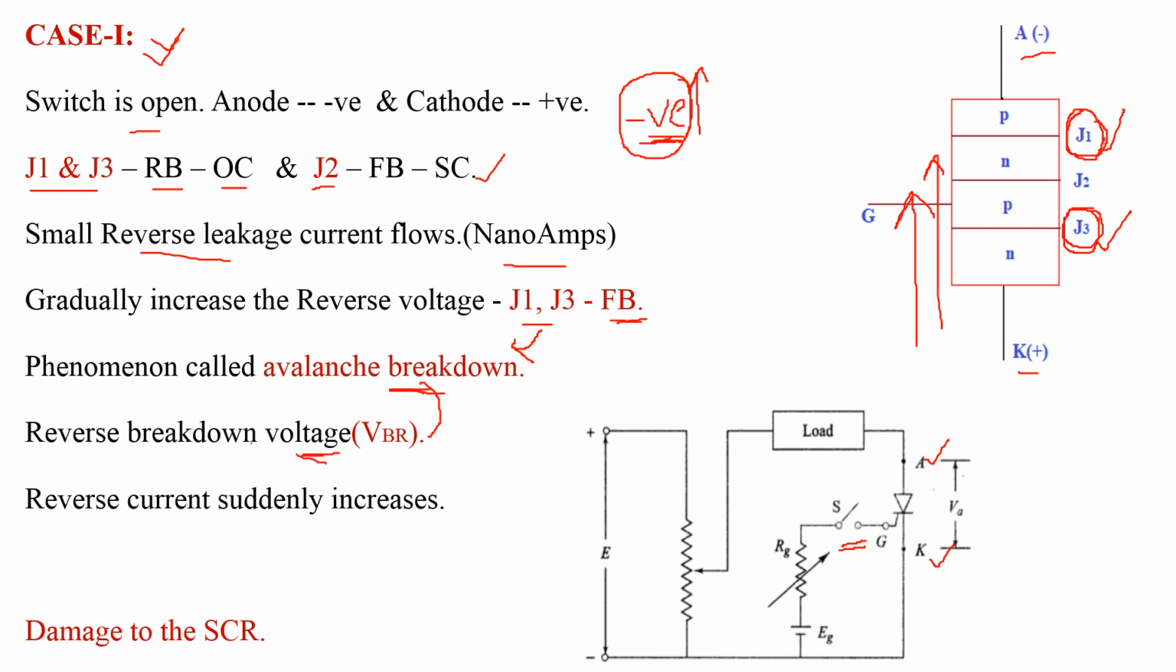Due to this reverse breakdown voltage, junctions J1 and J3 come into forward bias. Due to the forward biased junctions, there is a possibility of a high amount of reverse leakage current flowing from cathode to anode. Due to this high reverse current, there is a chance to damage the SCR, so we have to limit this high amount of reverse leakage current. This is about case 1.